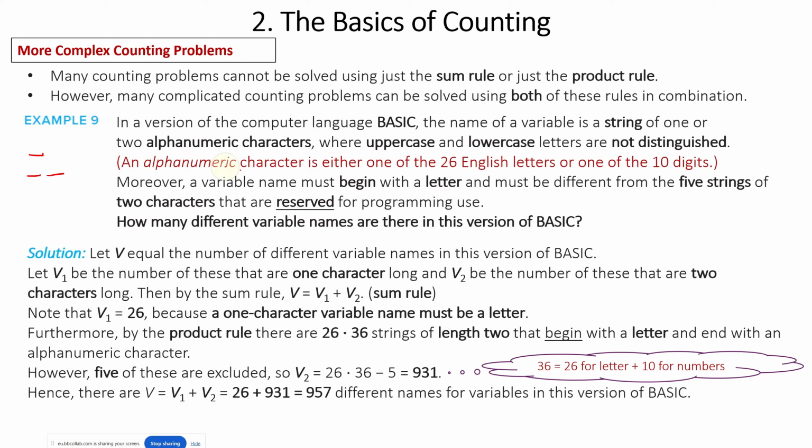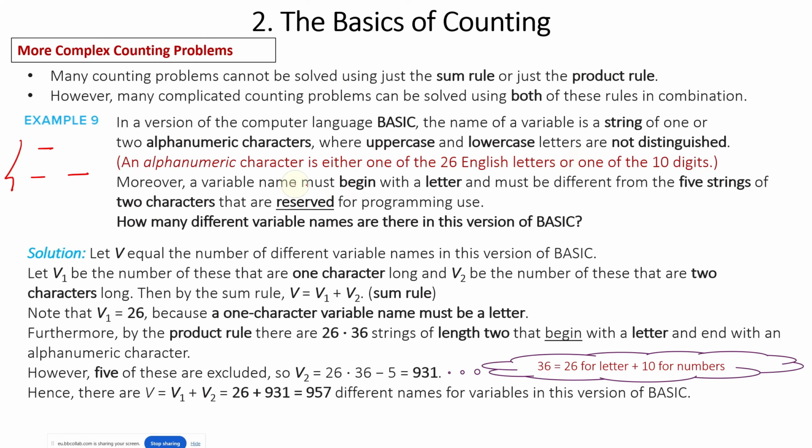Anyways, now we have a variable. There are two cases. It can be either one alphanumeric character or two alphanumeric characters. It says it's a string of 1 or 2 alphanumeric characters. Moreover, a variable name must begin with a letter. So if I'm here, it cannot be a number. And also if I'm in the case with 2 characters, it cannot be a number here. It has to be a letter. So it has to start with a letter, which, as you see, is similar to Java basically. And you all know that.